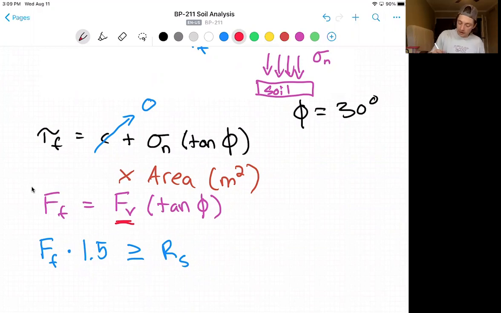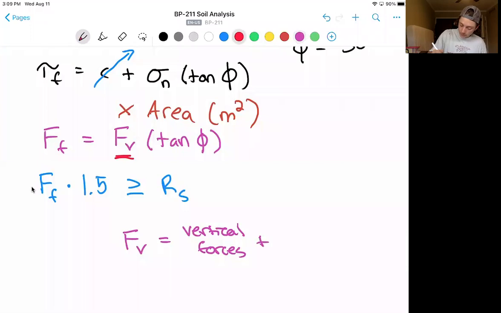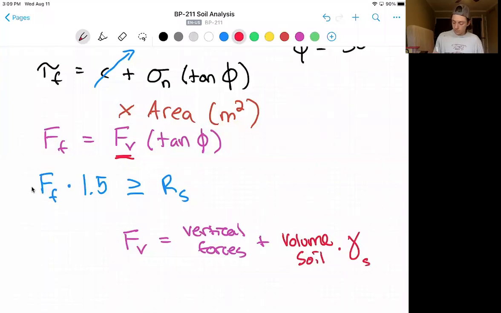So FV is going to be our vertical load plus our volume of soil times the density of soil.